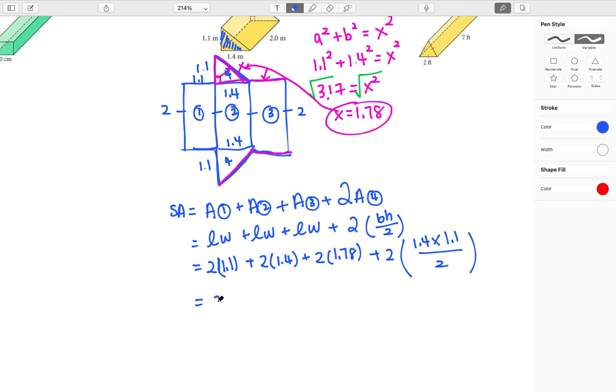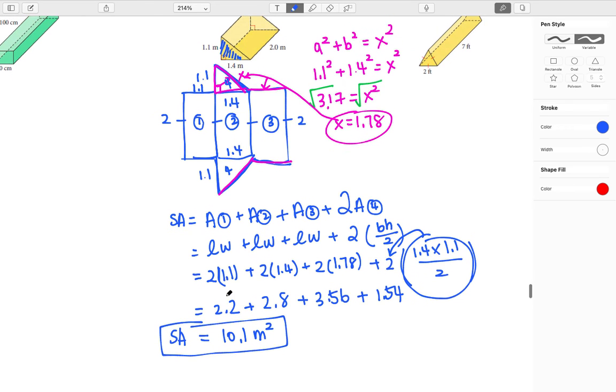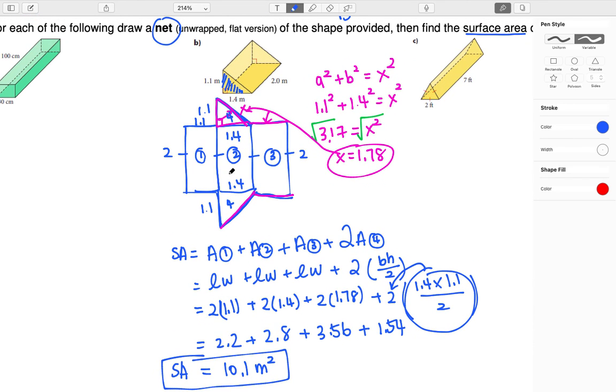So when you multiply, you get 2.2 plus 2.8 plus 3.56. And then when you multiply this all together and divide by 2, and then don't forget to times that by 2, you get 1.54. Add it all together and you will get 10.1 meter squared. So that will be your surface area. So it's a multi-step question, sometimes involving the Pythagorean theorem.